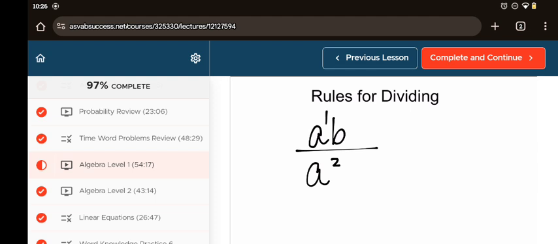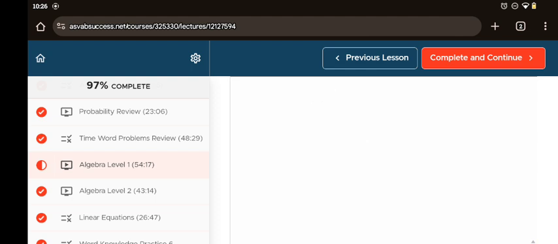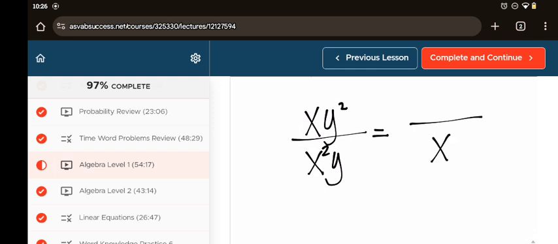Okay, what if we have something like this, where 1 minus 2 gives you negative 1? We put the a to the 1 power on the bottom because it's a negative, and the b stays on top. One more time. Let's say we have xy squared over x squared y. 1 minus 2 is negative 1 for the x, and 2 minus 1 is positive 1 for the y. Because it's negative 1, the x goes on the bottom. Because it's positive 1, the y goes on the top.